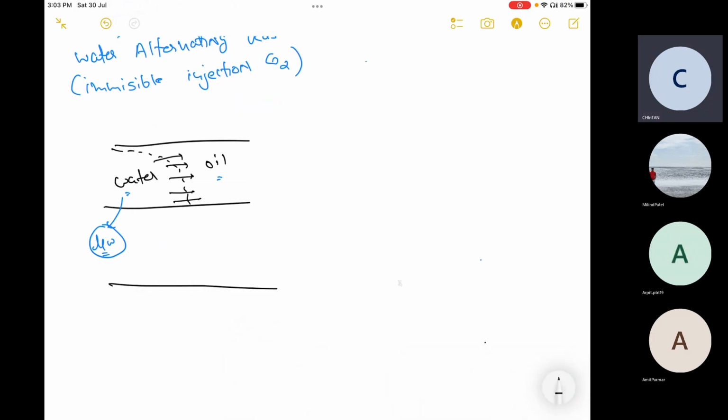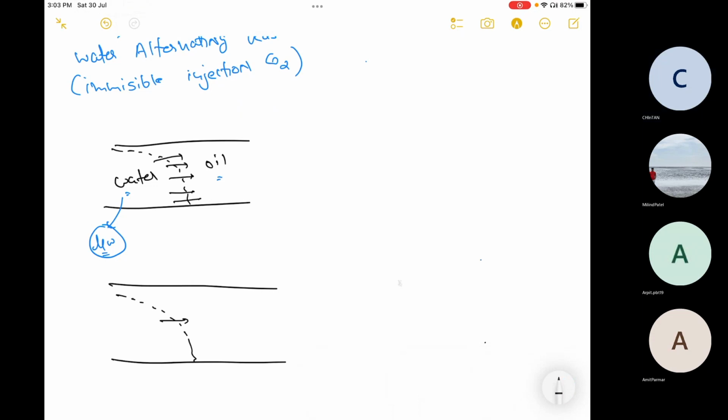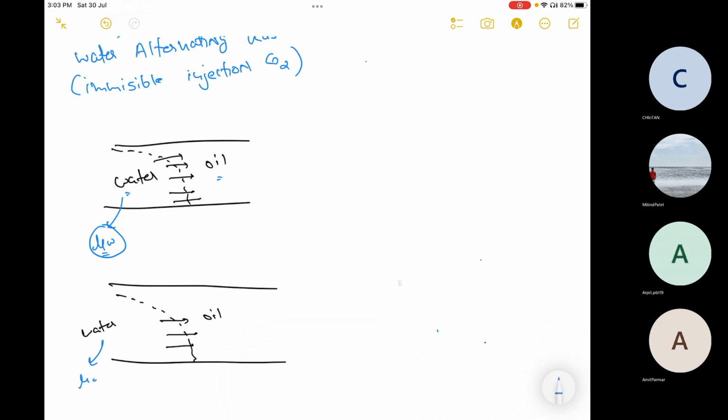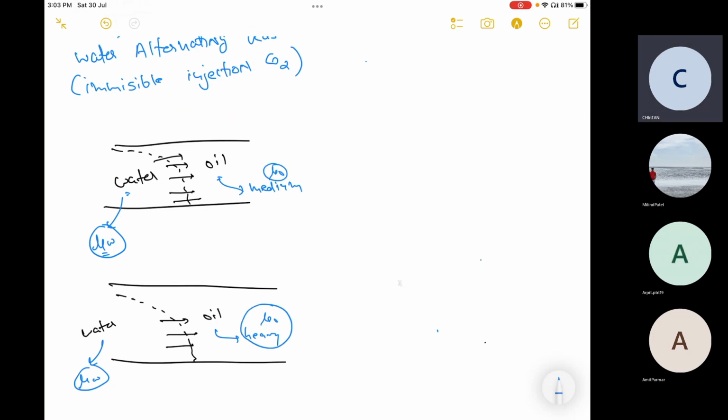Okay, not an issue. So let's suppose we are using the same water for these two cases. Same viscosity, but let's suppose here the oil is medium viscous, and here the oil is heavy viscous. In this case, there are chances we will get less recovery than in the other case.